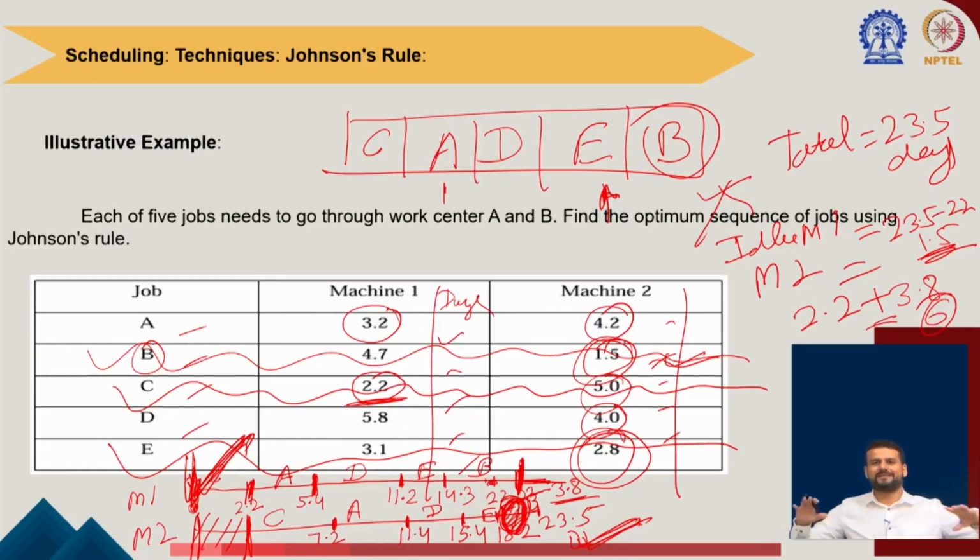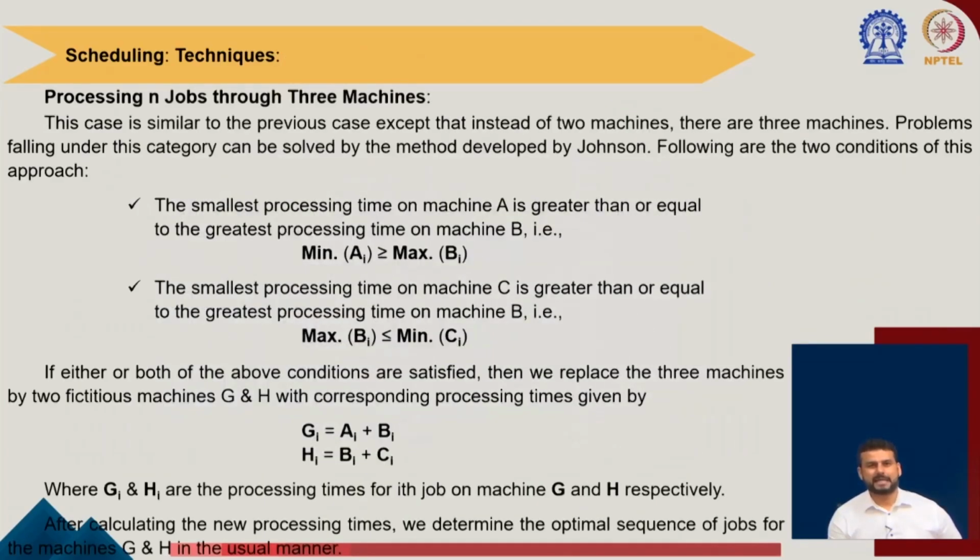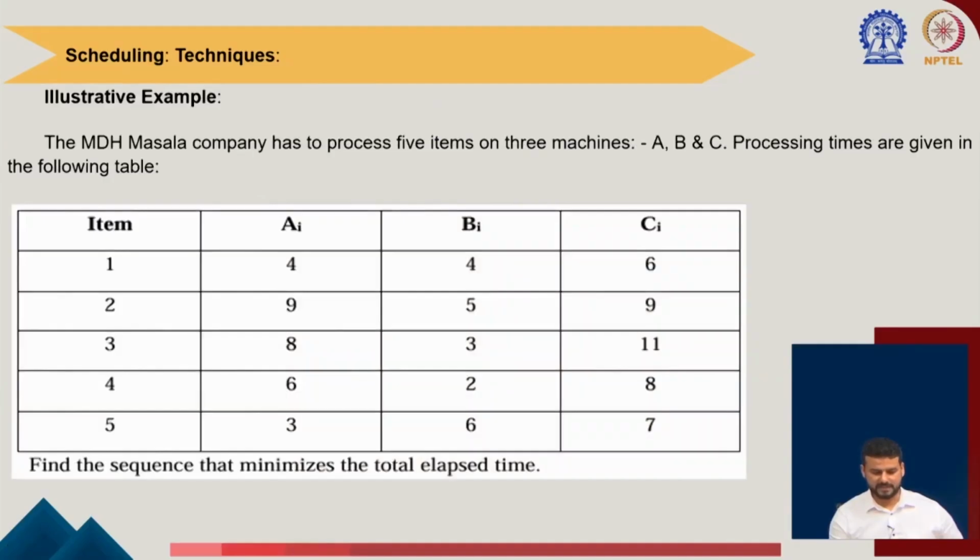This is how we can sequence the jobs and find out how much we are utilizing each machine. So, I think this is clear. Okay. Now we will expand this algorithm for 3 machines. You can just go through this algorithm. I will just take this example.